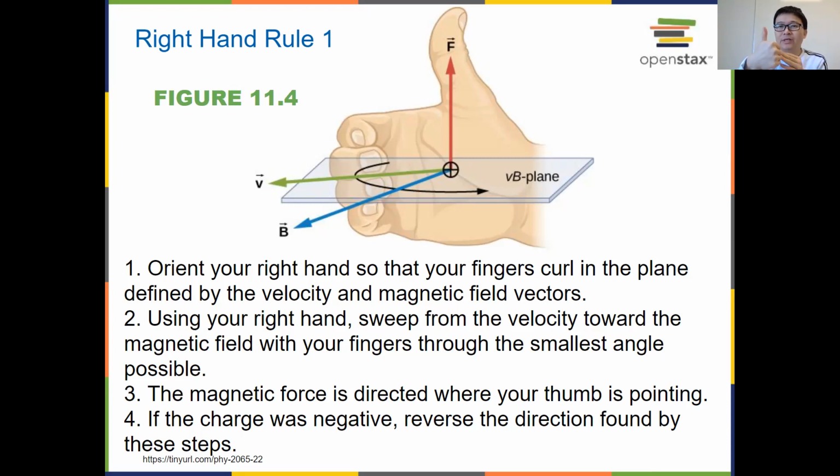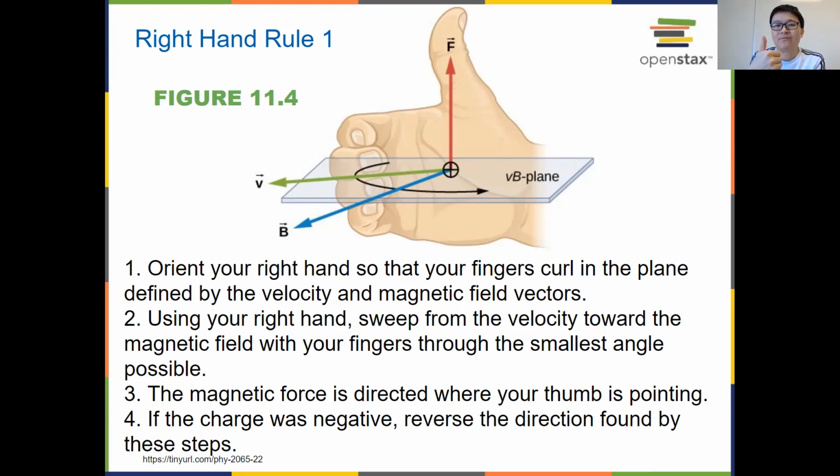Then the thumb is pointing in the direction of the positive charge, in the direction of the magnetic force experienced by the positive charge. Okay, so in that case, this right hand rule is for positive charge.